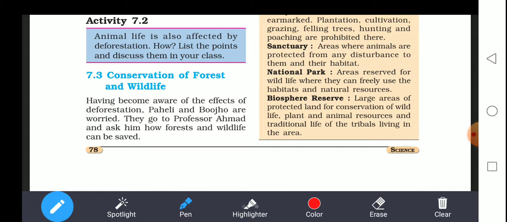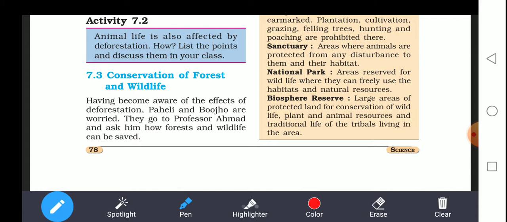Got it now? The next one is that due to deforestation there is a chance of natural calamities. The animals face some natural calamities. These are the consequences if there is deforestation in that particular area. Now today we'll discuss conservation of forest and wildlife. How do we conserve forest and wildlife?